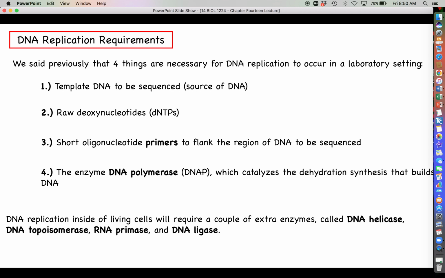So DNA replication inside of living cells is going to require a couple of extra enzymes, and these enzymes are DNA helicase, DNA topoisomerase, RNA primase, and DNA ligase. So RNA primase, that is not a typo. It should not be DNA primase. It is RNA primase, and you'll see why here in just a minute.